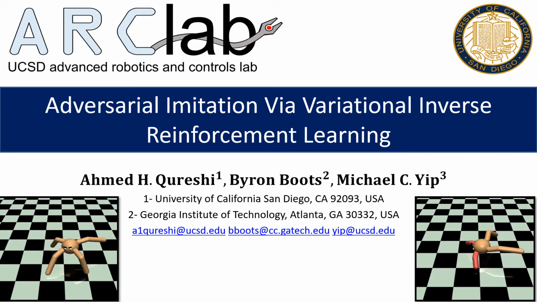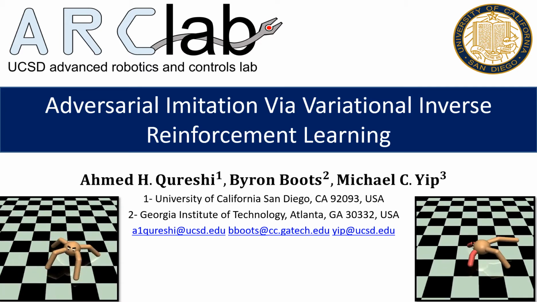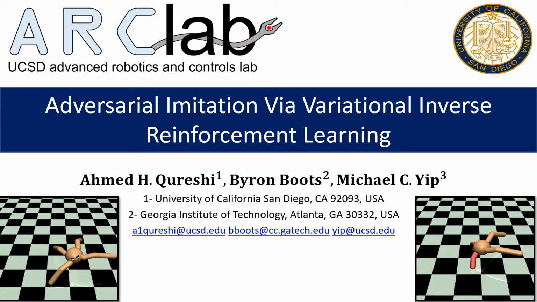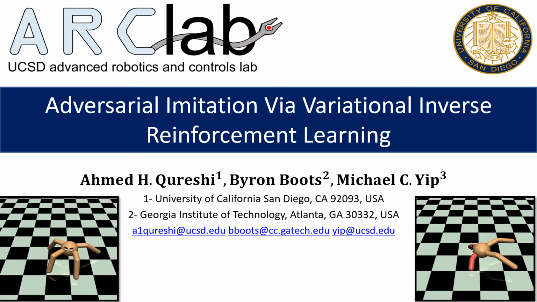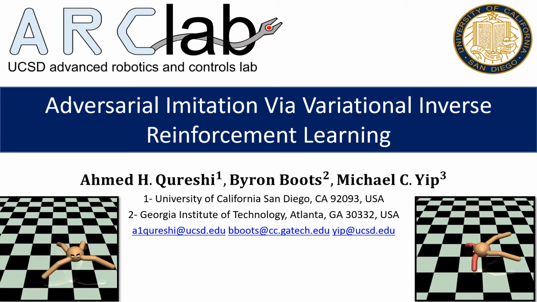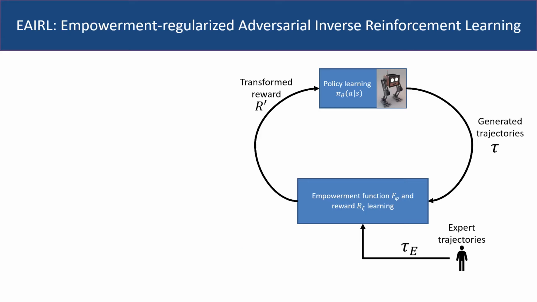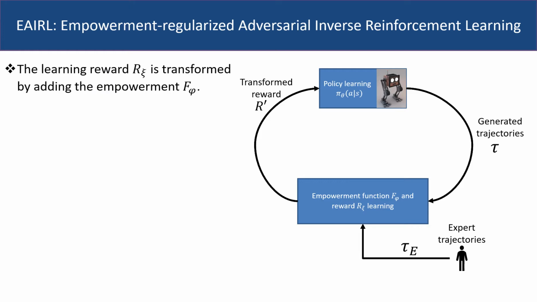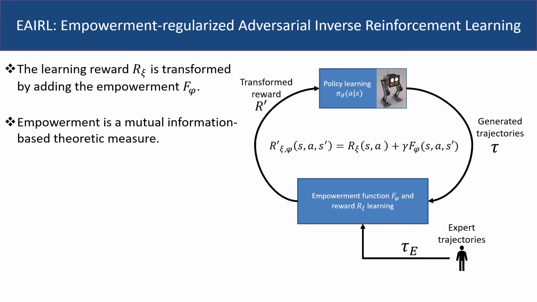We present the Empowerment-regularized maximum entropy inverse reinforcement learning framework that simultaneously acquires both underlying reward functions and policies from expert demonstrations. Our method transforms the reward by adding an empowerment-based potential function. Empowerment is a mutual information-theoretic measure. Given a state, it quantifies the extent to which an agent can influence its environment.